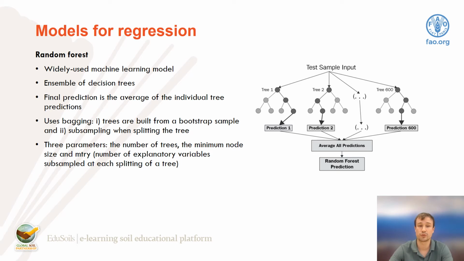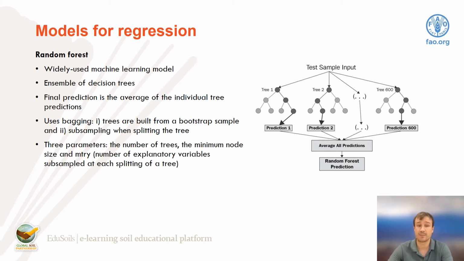Now I would like to introduce random forest for modeling soil spectra. Random forest is a machine learning model based on decision trees. Many people are familiar with decision trees. Random forest has been a very popular model lately, and indeed it can efficiently handle a large number of predictors, as we have in digital soil spectroscopy.